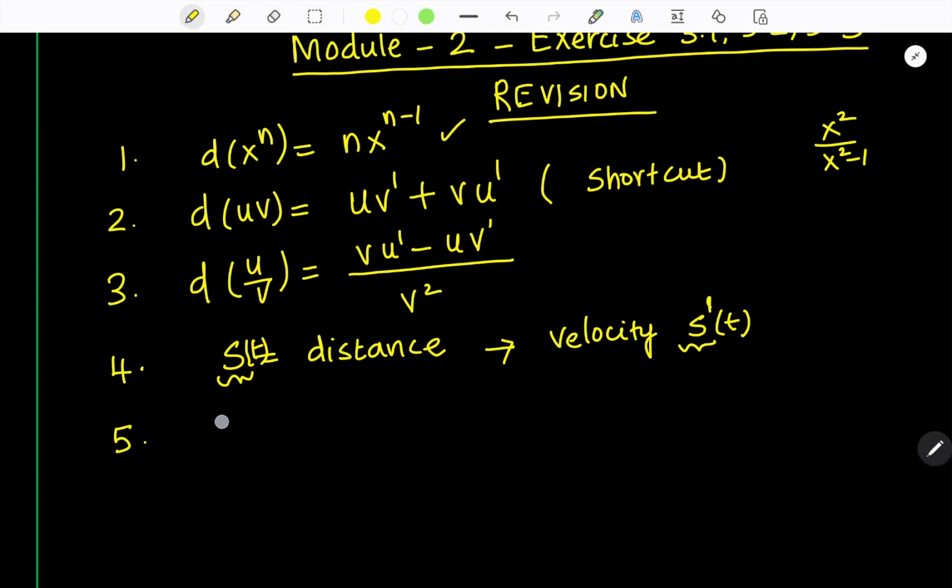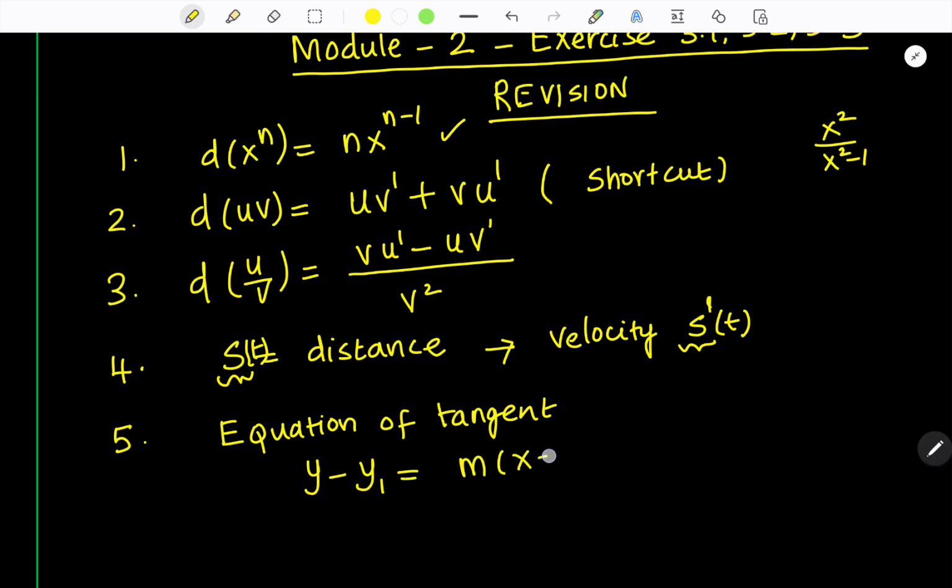Then number 5 is equation of tangent. What is equation of tangent? The formula is y minus y1 is equal to m times x minus x1. So what is m? M is equal to slope. The slope you are going to take the derivative, f dash of x. Slope is equal to derivative of f of x, which is f dash of x.